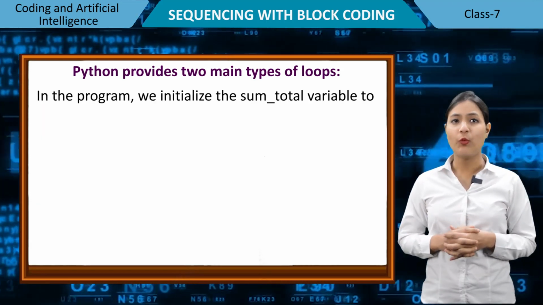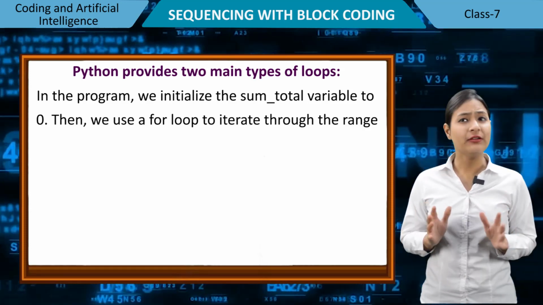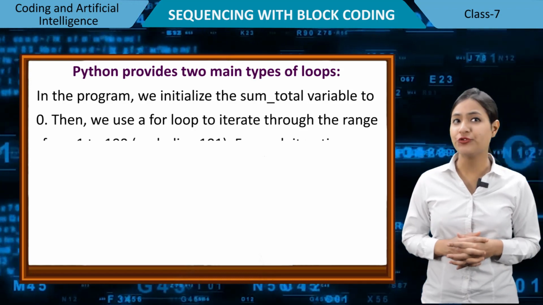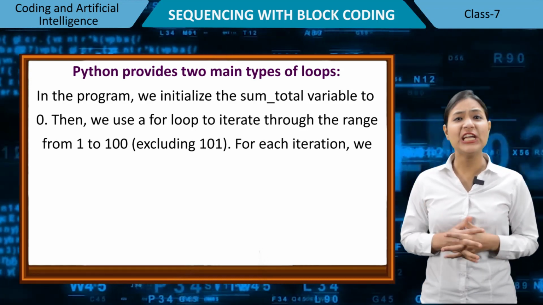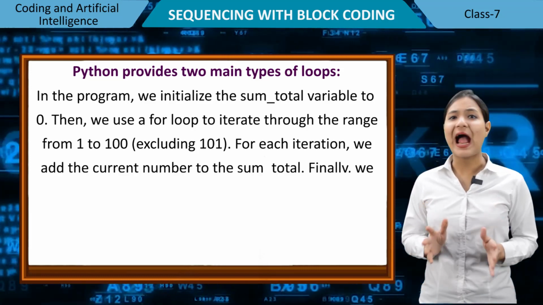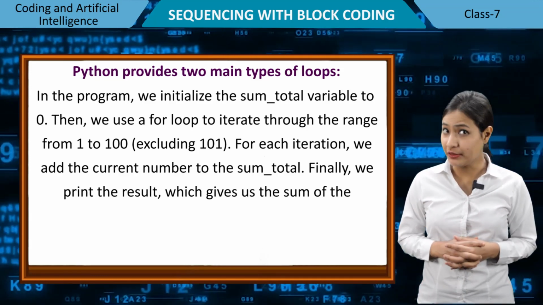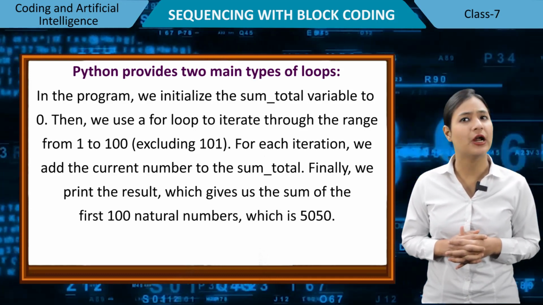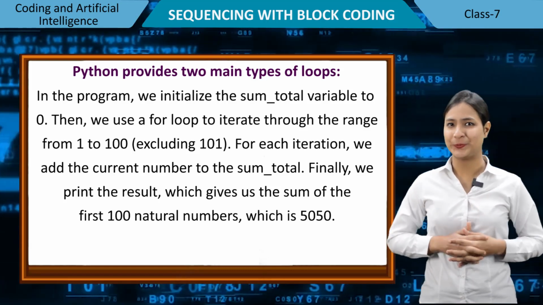In the program, we initialize the sum total variable to 0. Then we use a for loop to iterate through the range from 1 to 100, excluding 101. For each iteration, we add the current number to the sum total. Finally, we print the result, which gives us the sum of the first 100 natural numbers, which is 5050.